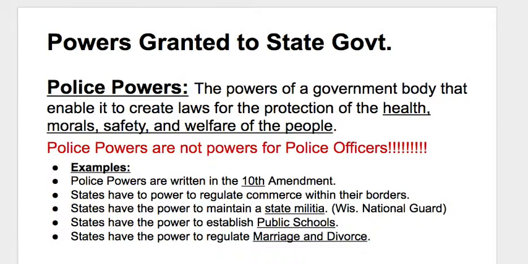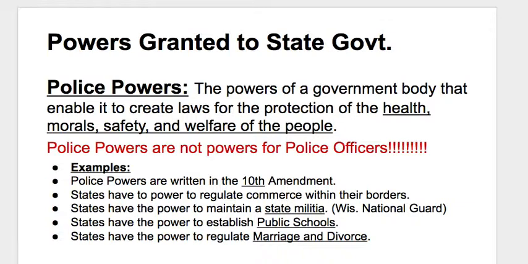Powers granted to the state government. Each state has police powers, the powers of the government body that enable it to create laws for the protection of the health, morals, safety, and welfare of the people. Every state has its own state statute book, its own laws written out. Obviously, the laws we make in our state cannot conflict with federal laws. Police powers are not powers for police officers. Police powers are written in the 10th Amendment.